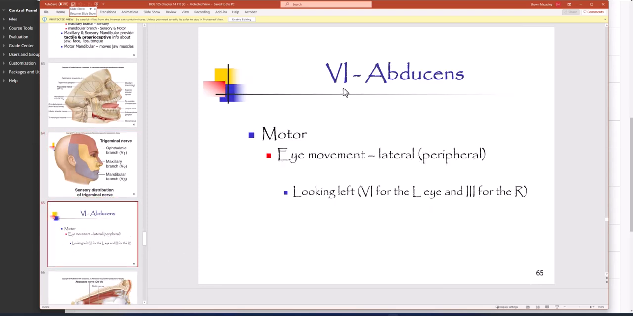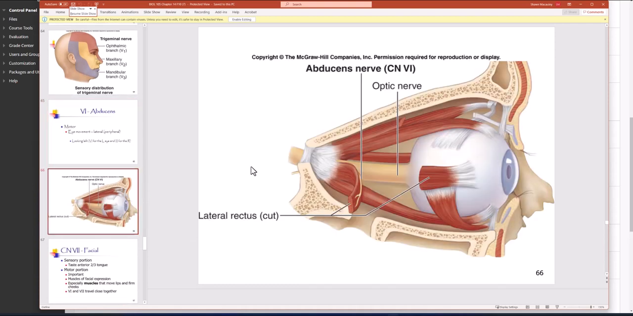The abducens nerve, number six, abduct. This is the last, this is the third of the eye movement nerves. It's going to go to the lateral rectus. It allows you to look to the outside, right? To abduct. So it goes to the lateral rectus muscle.